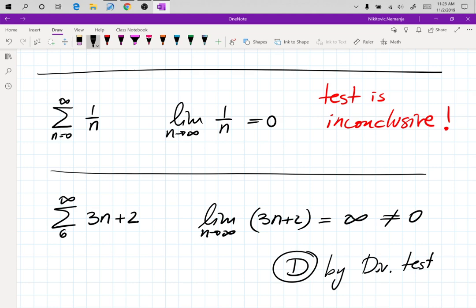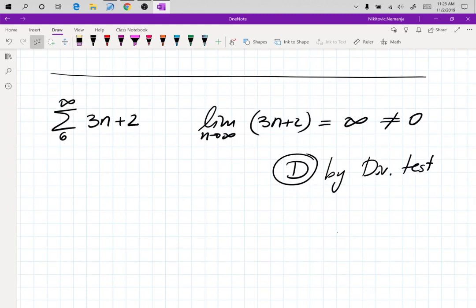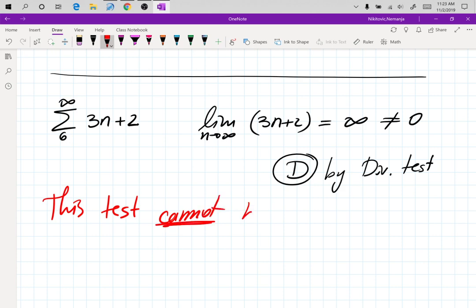Okay, good. I'll write it in blood. This test cannot be used to show convergence. So if the series converges, you need to use some other test.